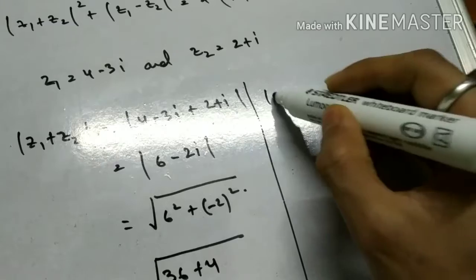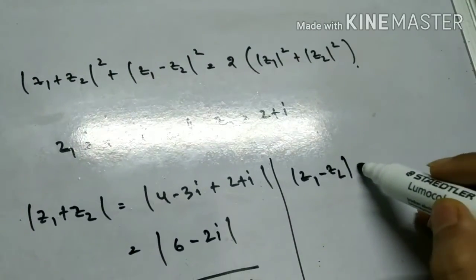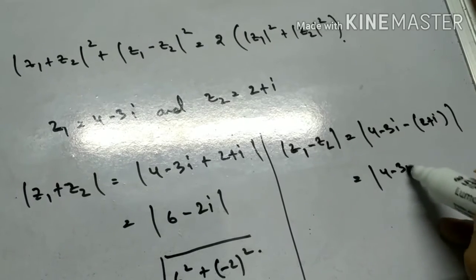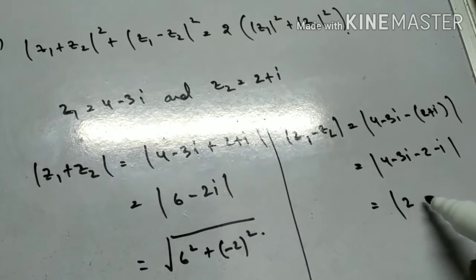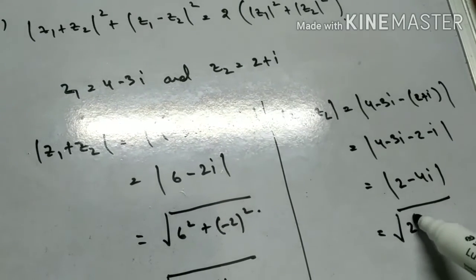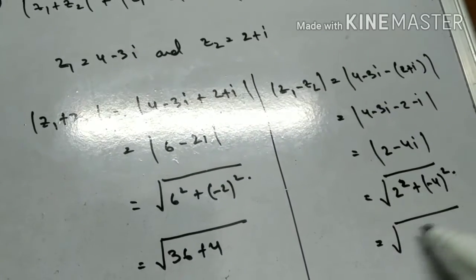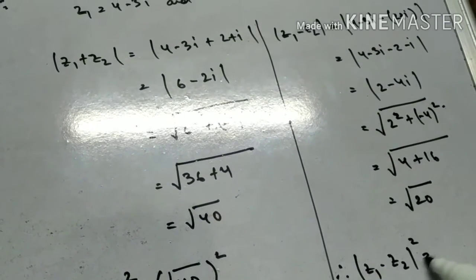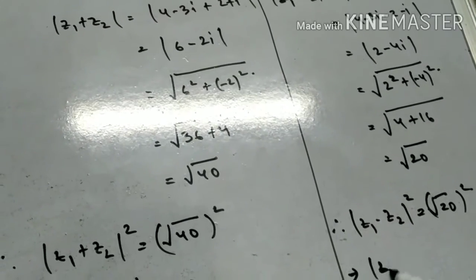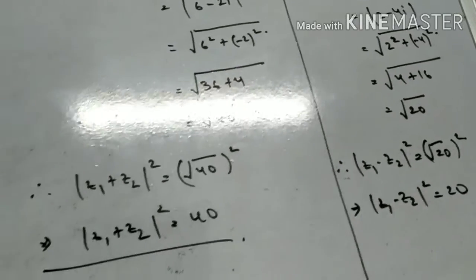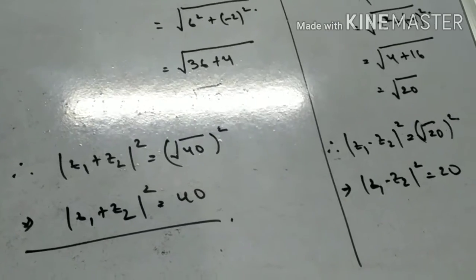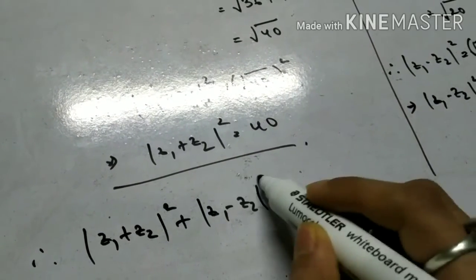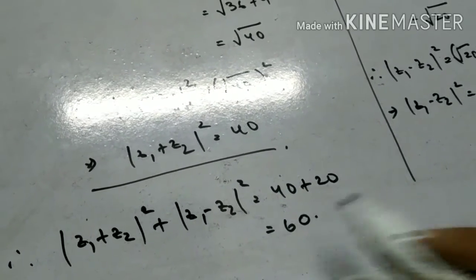Next I will do modulus (z1 minus z2). This is equal to modulus of (4 minus 3i) minus (2 plus i), so 4 minus 3i minus 2 minus i, which is 2 minus 4i. This is equal to root over 2 squared plus (minus 4) the whole squared, which is 4 plus 16, so root 20. Therefore modulus (z1 minus z2) squared is 20. So modulus (z1 plus z2) squared plus modulus (z1 minus z2) squared is 40 plus 20, which is equal to 60.